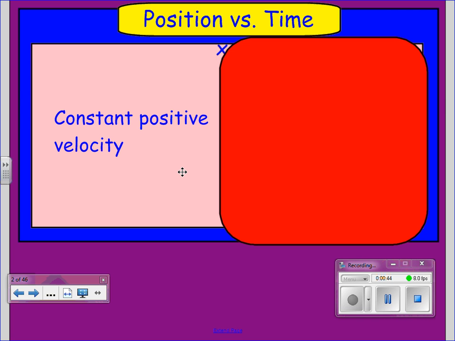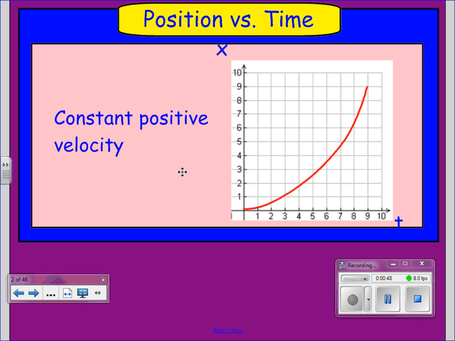However, in this unit, we're going to see that the position is changing not constantly, but instead is going to look something like this. If we were to analyze this graph and look for some trends, we'd notice that the slope is getting steeper as time goes on. For example, the slope right here at 2 seconds is kind of shallow. The slope at 5 seconds is a little bit steeper, and the slope at 9 seconds is very steep.